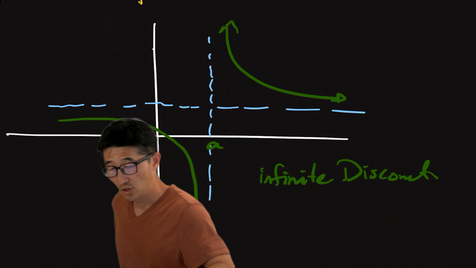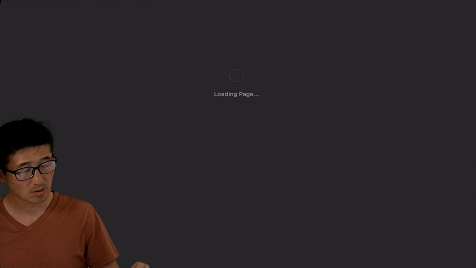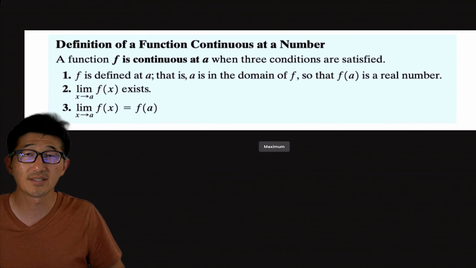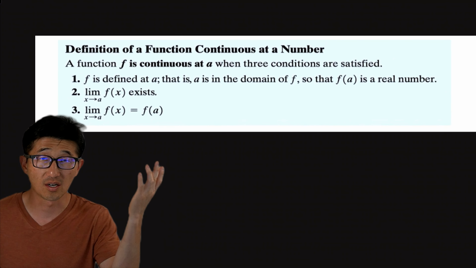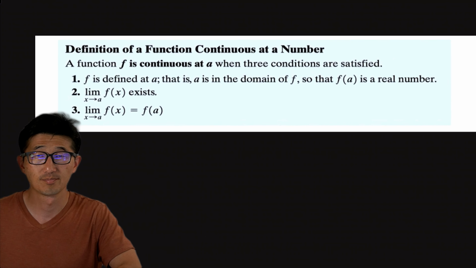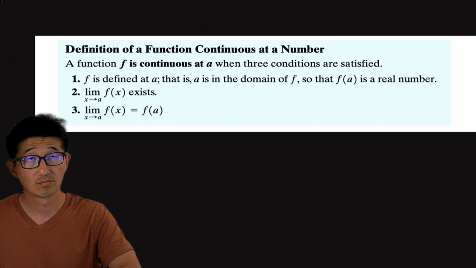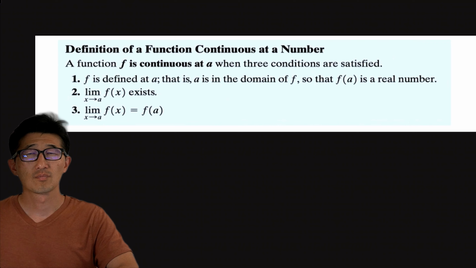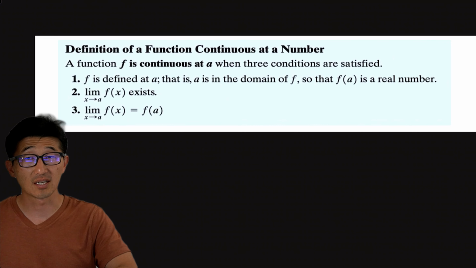So here we go. Now, can you read this out loud? This is the actual definition of something that is continuous. Go ahead. A function f is continuous at a when f is defined at a, the limit of f of x exists, and the limit of f of x is f of a. Does that now make sense?